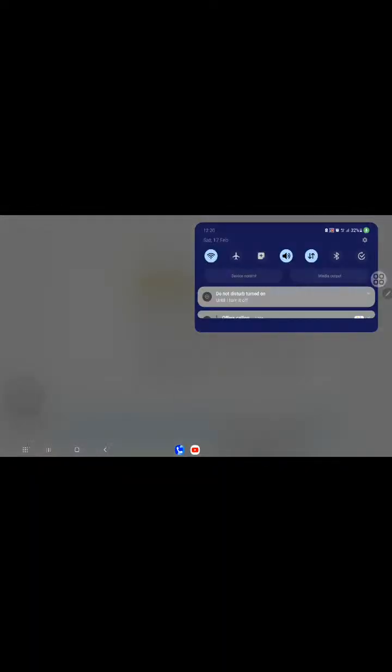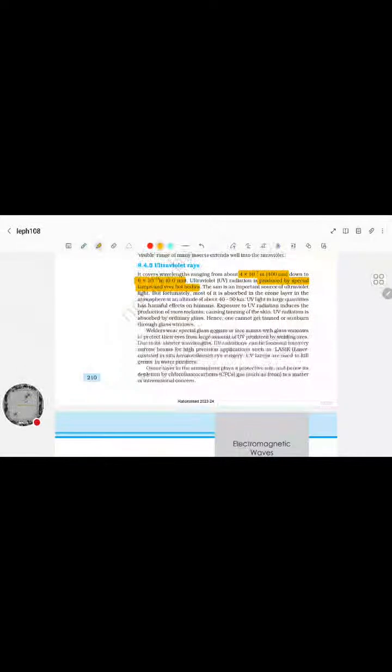So now we are moving to ultraviolet rays. They cover wavelengths ranging from 4 into 10 power minus 7 meters, 400 to 0.6 nanometers. So now we are moving down in wavelengths, that is 400 to 0.6 nanometers.